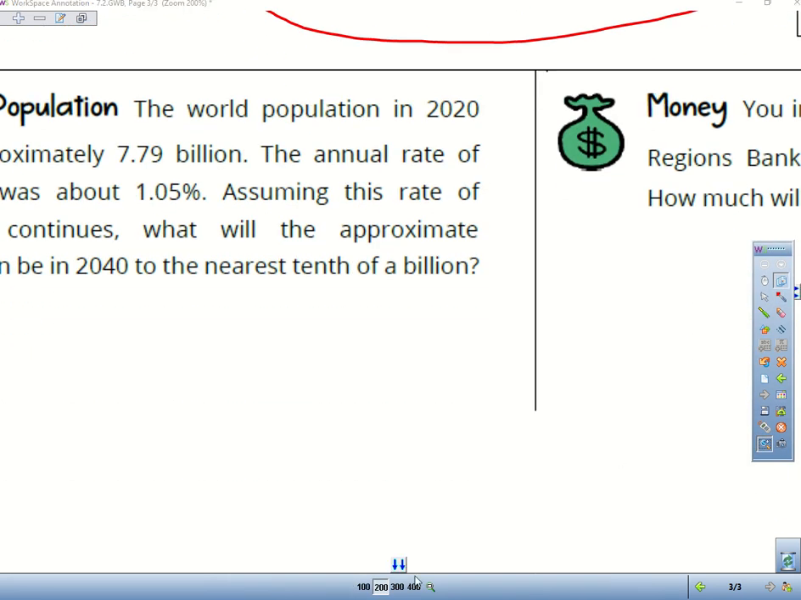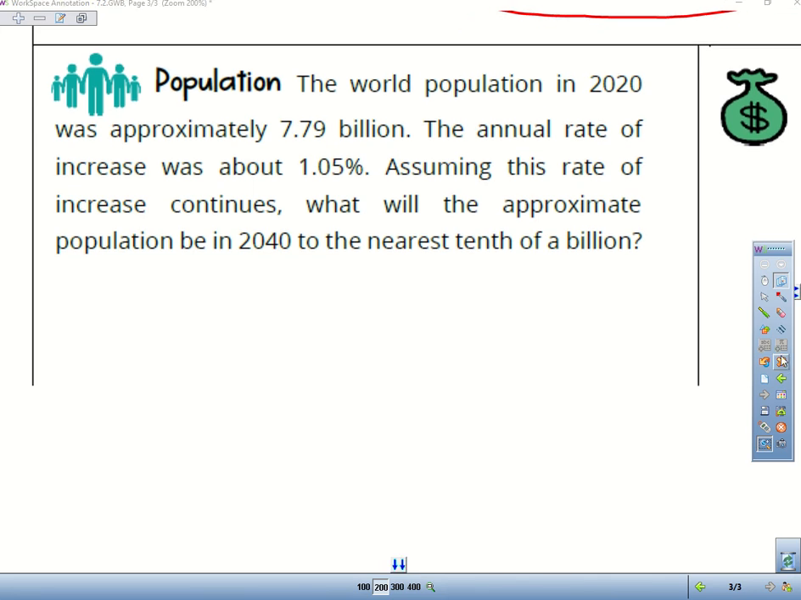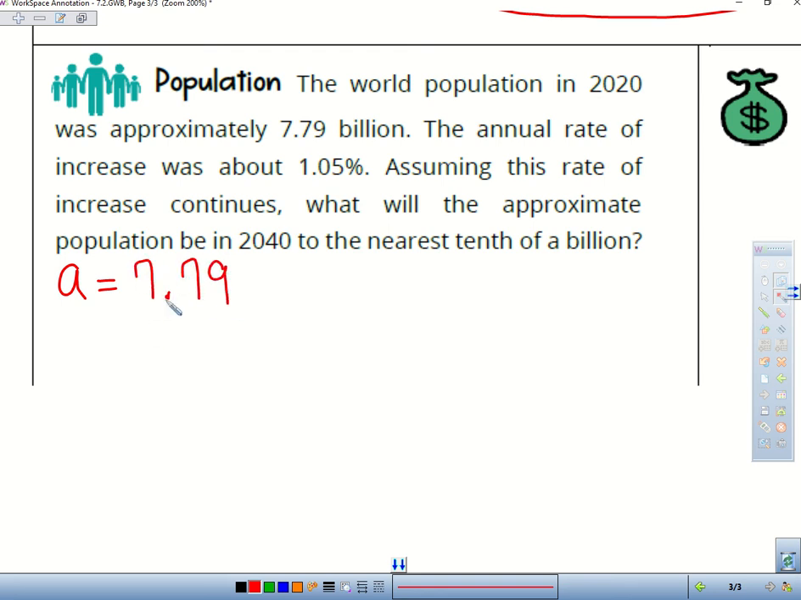So now we're going to look at population. The world population in 2020 was approximately 7.79 billion. The annual rate of increase was about 1.05%. Assume the rate of increase continues. What will the approximate population be in 2040 to the nearest 10 billion? So first thing we need to do is identify what the initial population was. We're going to call that little a. So what's the initial population here? 7.79 billion. Good. 7.79. We're going to leave off the billion and add it at the end.